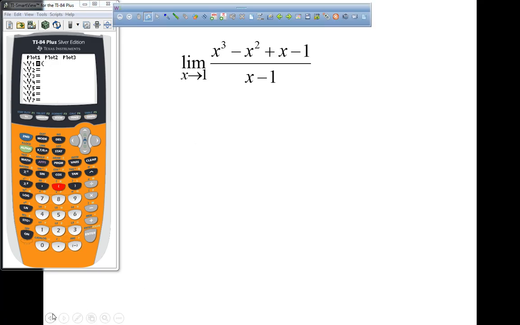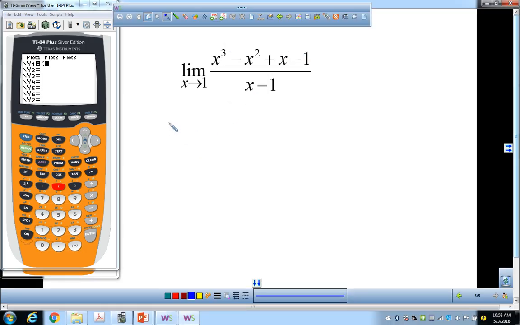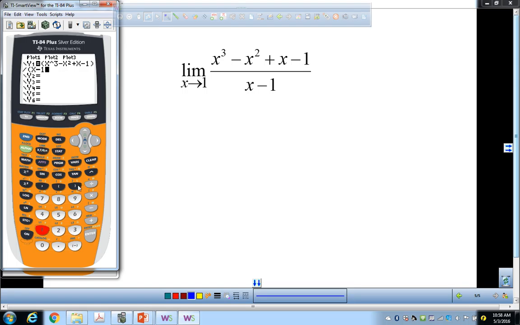Going back, if I were to try this one, if I plug this into my calculator, you have to put the top in parentheses and the bottom in parentheses. X to the third power, close that parentheses, divided by the bottom in parentheses too, x minus 1. And then I want to find the limit as x goes to 1.